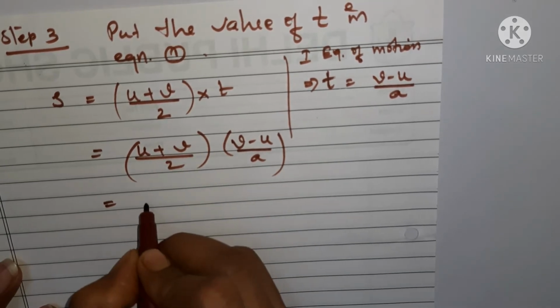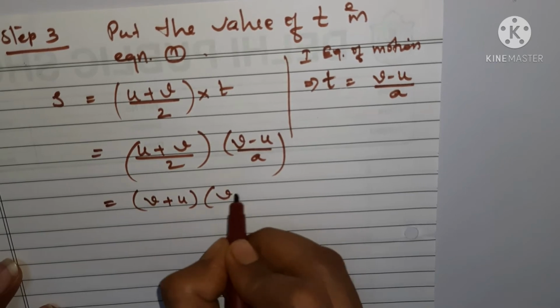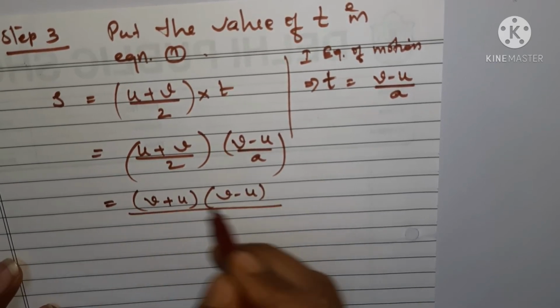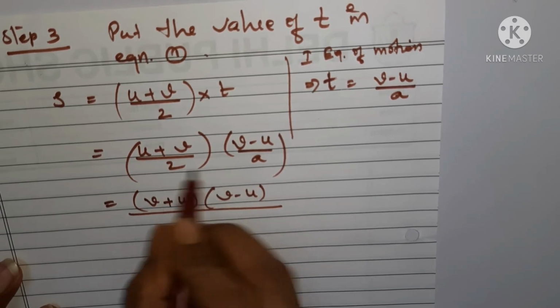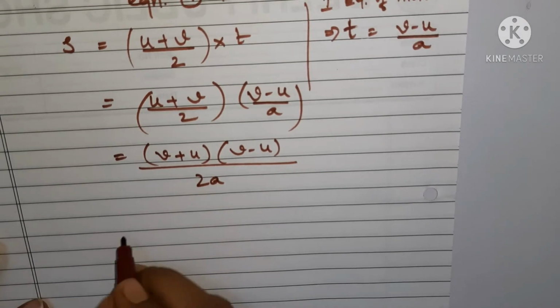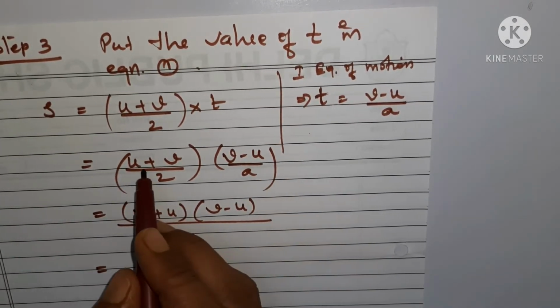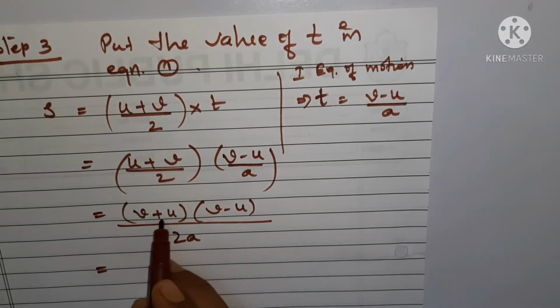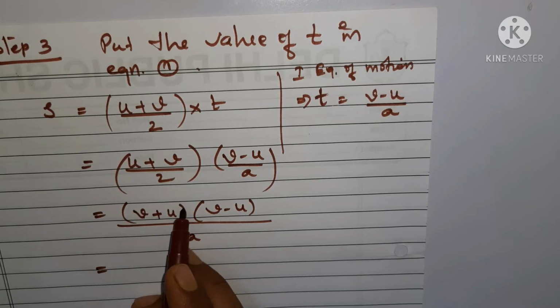Let it be v plus u, and here it is v minus u, and in the denominator you can say 2a is there, so let us multiply them, it is becoming 2a. Okay, we have taken them together. Now see what I have done: this is the same, I have just interchanged it using the commutative property. I have taken v to the left side and u to the right side.